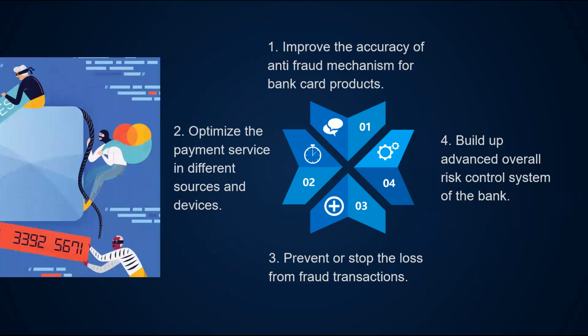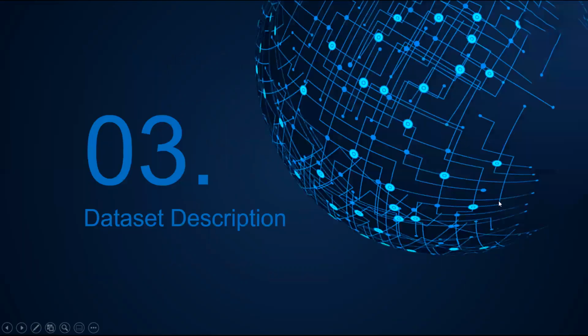The second part is the business problem. First of all, we want to improve the accuracy of the anti-fraud mechanism for bank card products. Second, we want to optimize the payment service in different sources and devices, such as using your iPhone, using your tablet, or using your desktop, PC, or MacBook. Third is to prevent or stop the loss from fraud transactions. And the fourth and last is to build up an advanced overall risk control system for the bank.